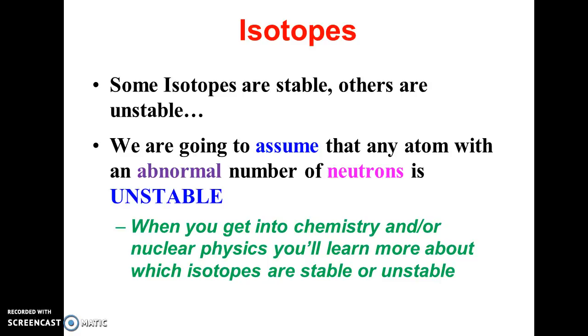When you get into chemistry or you get into nuclear physics, you're going to learn more about which isotopes are stable or unstable. But to make things easy, we're just going to make the assumption that any atom with an abnormal number of neutrons is unstable, and anything with the normal number of neutrons, like shown on our periodic table, is going to be considered stable.